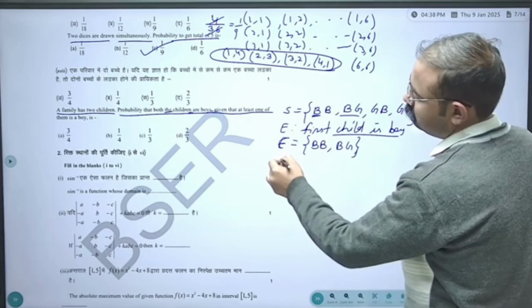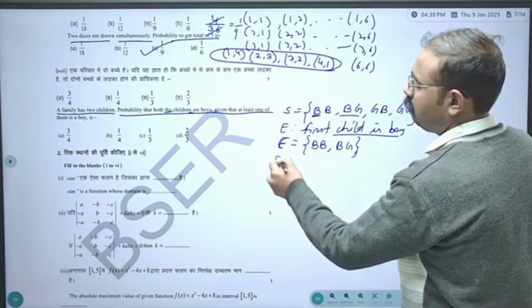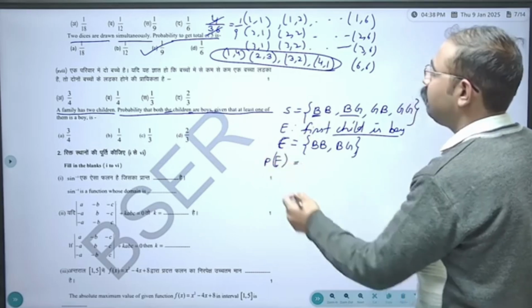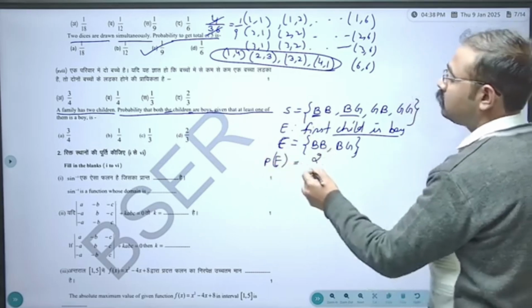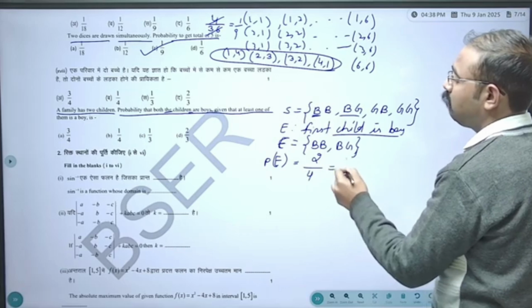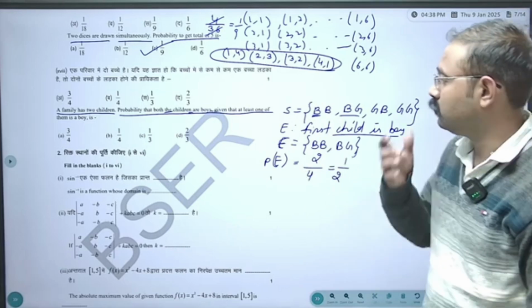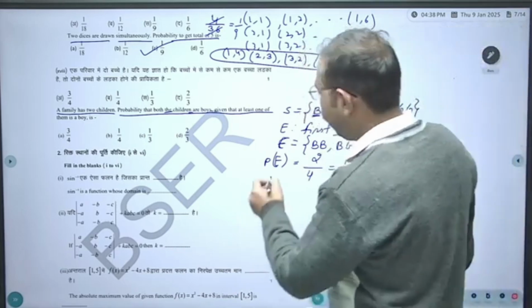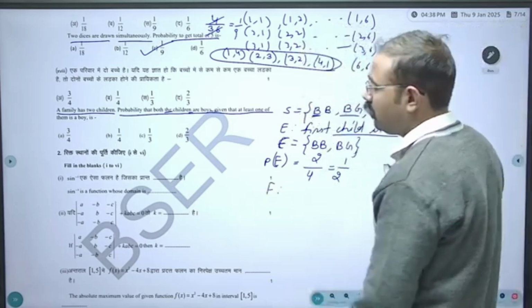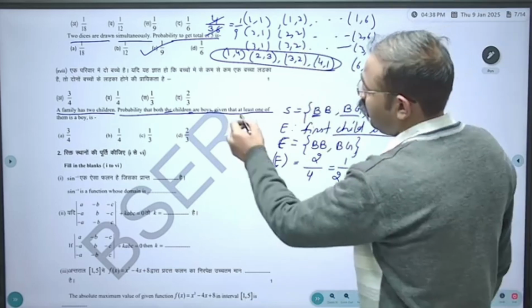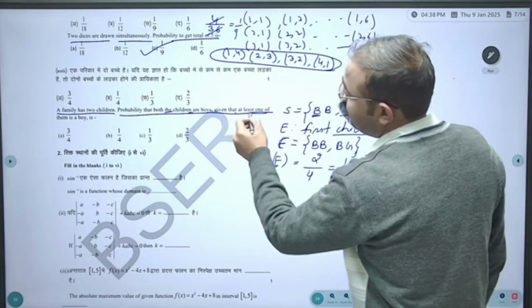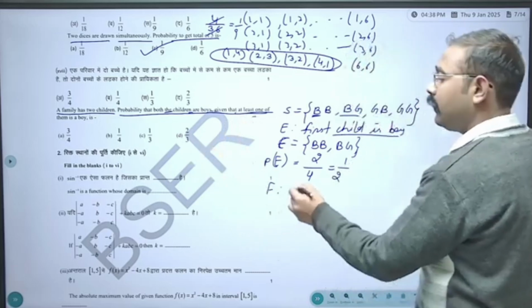And probability of E, what will be? Our favorable outcomes are 2 and total number of outcomes are 4. So 1/2. Now F, what is event F? At least one of them is a boy.